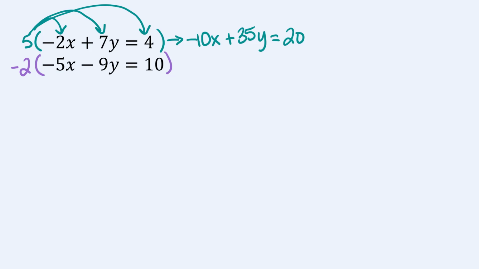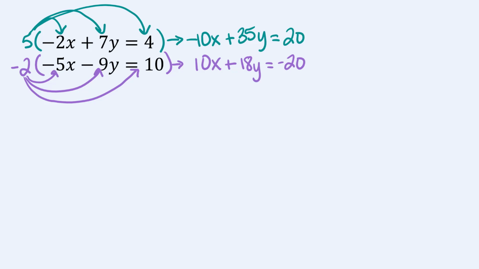I now need to do the same thing for that bottom equation. So negative 2 times negative 5, which gives me a positive 10x. Negative 2 times negative 9y, which is a positive 18y. And negative 2 times positive 10, which is a negative 20.